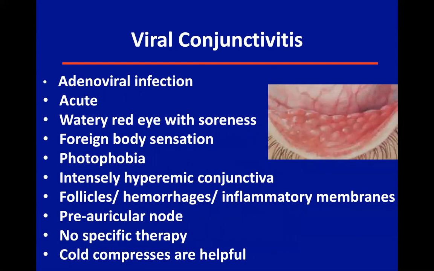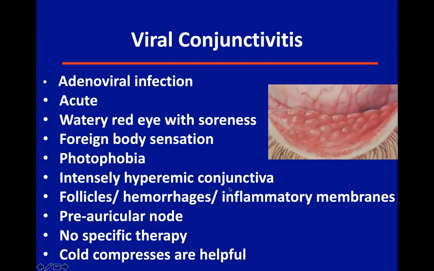Viral. So now we've finished the bacterial, now we come to the viral conjunctivitis. Usually it's an adenoviral infection. It can be acute. You usually have just a watery red eye. There is no purulent discharge. With soreness, you have a foreign body sensation. Again, photophobia, I explained what that is. Your conjunctiva, as you see here, is very hyperemic. And usually you have follicles. You can have follicles, hemorrhages, inflammatory membranes, and this is really the very advanced. You can also have papillae.